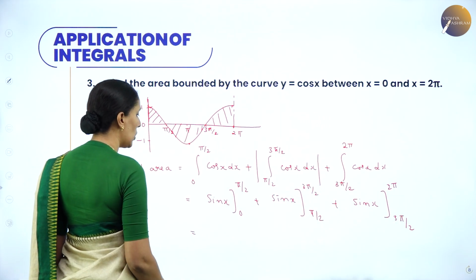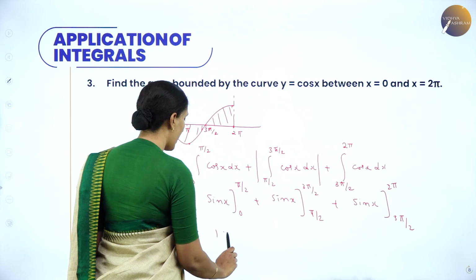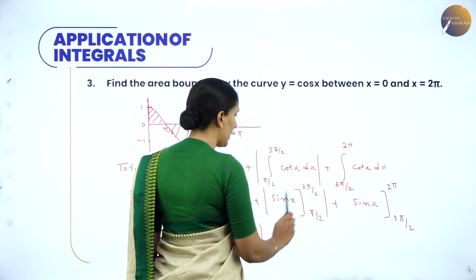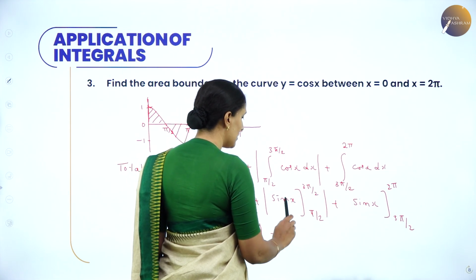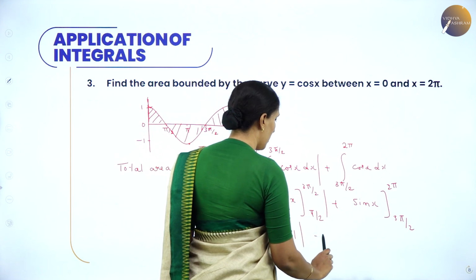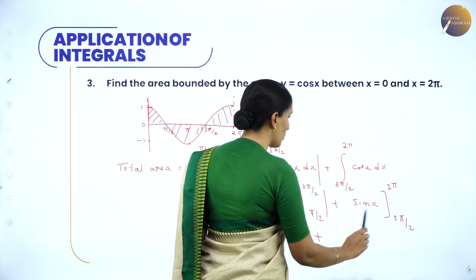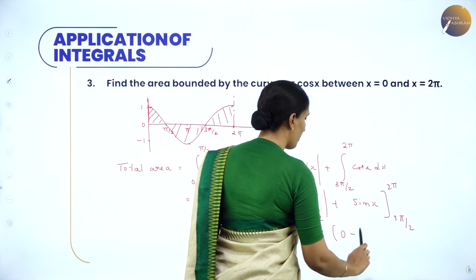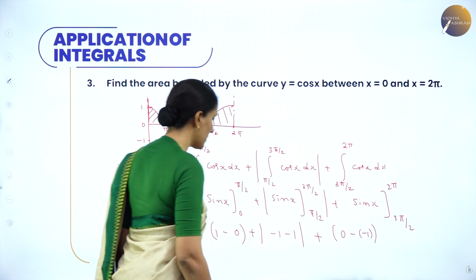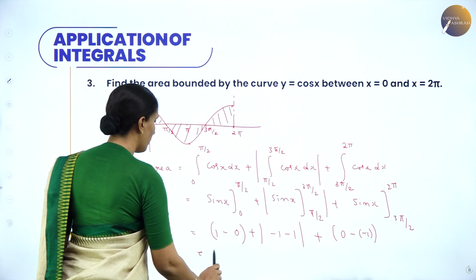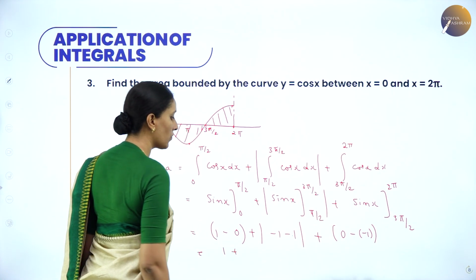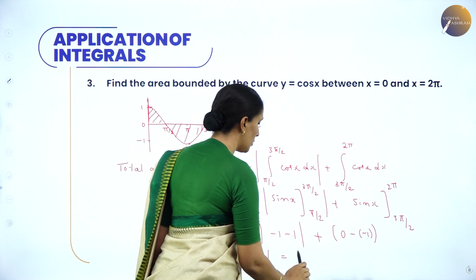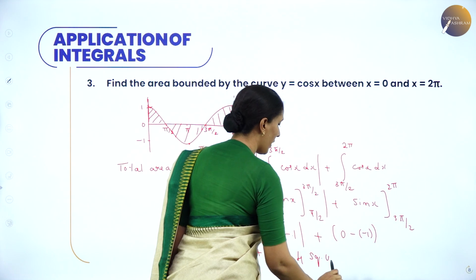Now upper limit minus lower limit: sin pi by 2 is 1 minus sin 0 is 0, plus this is under the modulus, sin 3 pi by 2 is minus 1 minus sin pi by 2 is 1, plus sin 2 pi is 0 minus sin 3 pi by 2 which is minus 1, which becomes plus 1. So clearly you can see the value 1, plus the modulus of minus 2 which becomes 2, plus 1 here. Therefore the total area is 4 square units.